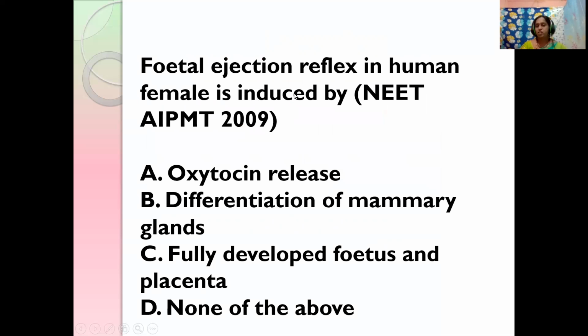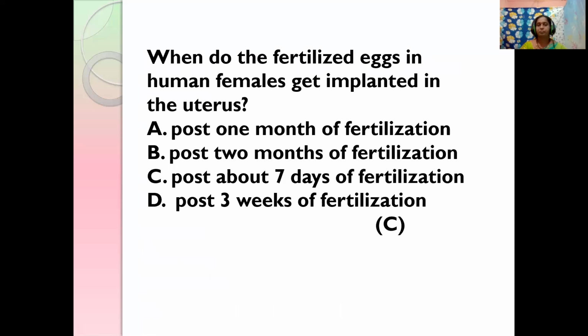Fetal ejection reflex in a human female is induced by what? The options are oxytocin release, differentiation of mammary glands, fully developed fetus and placenta, none of the above. So what is the hormone, students? It is oxytocin. This has been triggering or sending the signals. So the fetal ejection reflex in a human female is induced by A, that is oxytocin release.